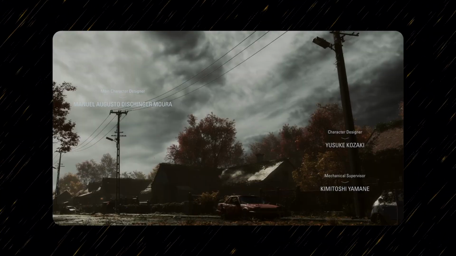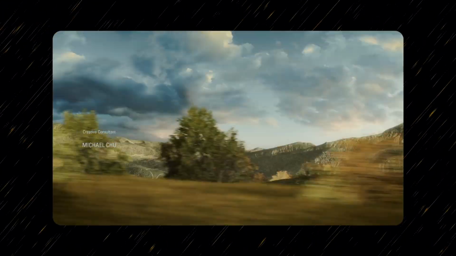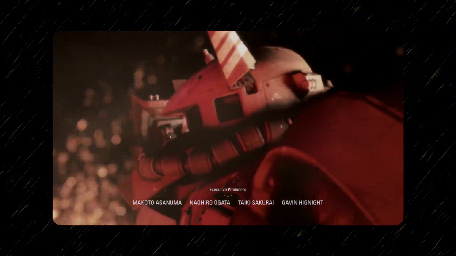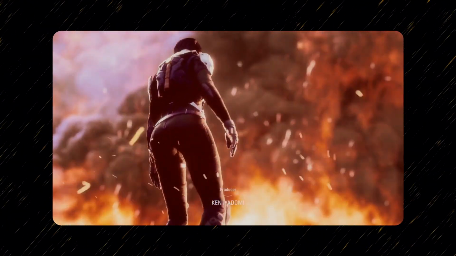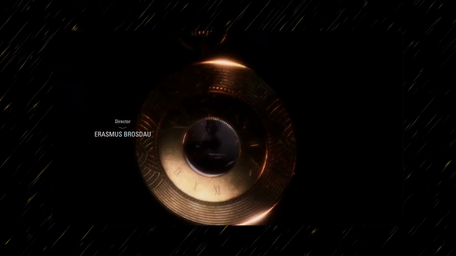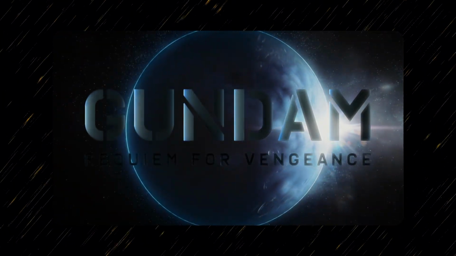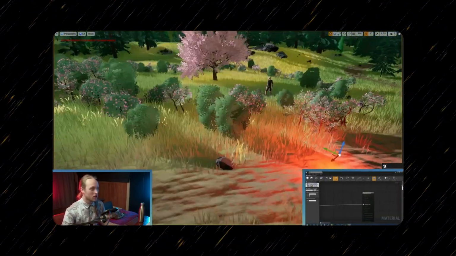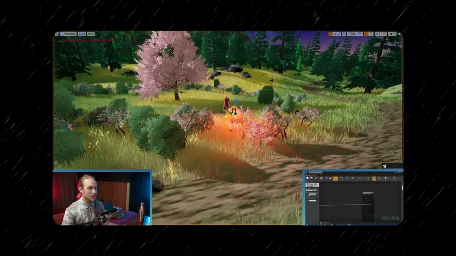One of the biggest examples of this shift is Gundam Requiem for Vengeance. Unlike traditional anime that's either hand-drawn or pre-rendered CGI, this project is running entirely in Unreal Engine 5. That means no massive rendering times, no endless post-production, just high-quality visuals generated in real time. And the coolest part, UE5 isn't just about hyper-realistic graphics. It gives creators control over the art style, meaning that you can make something that looks like a traditional anime, a stylized Pixar film, or anything in between.